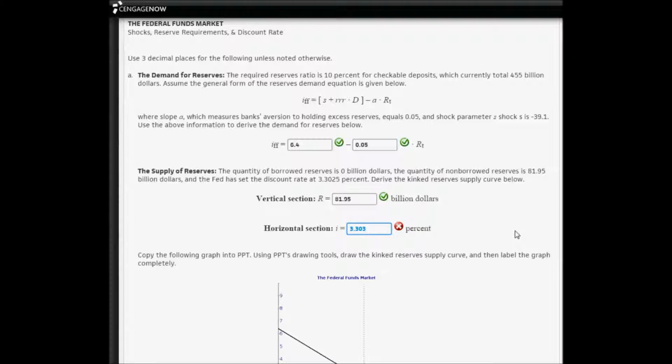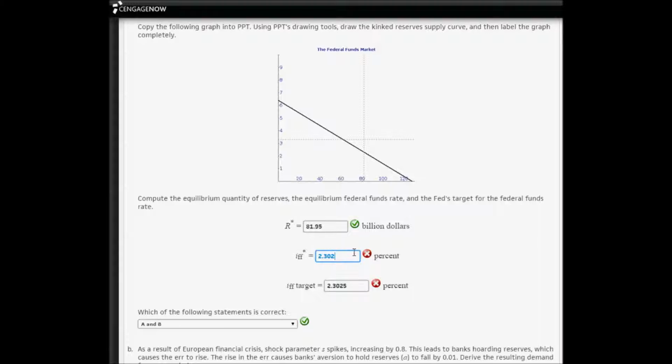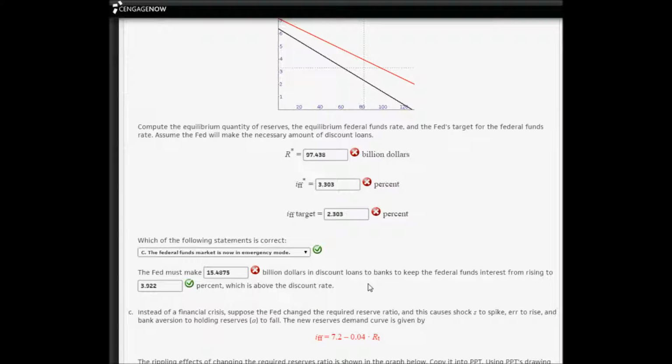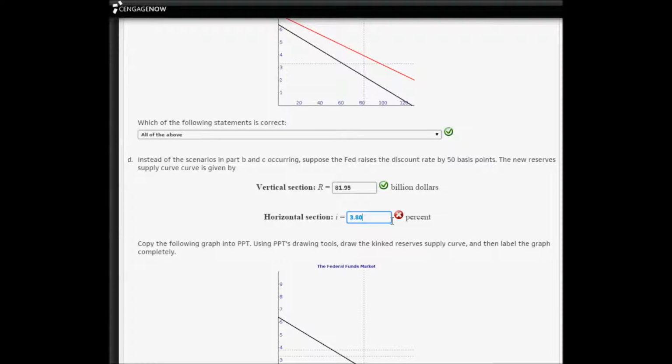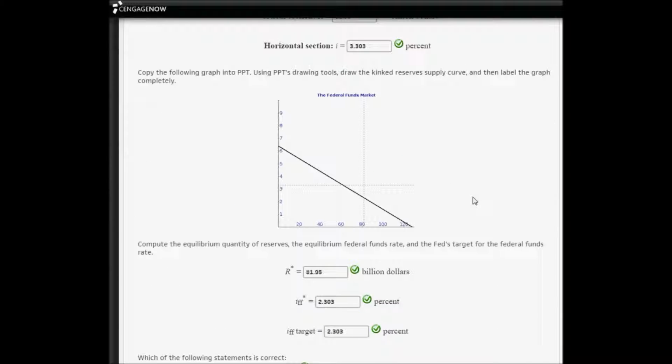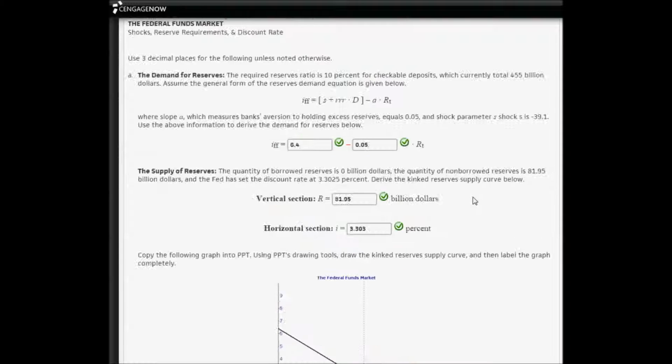So 3.03, 2.03, 2.03, 438, 3.03, 2.303, 488, 3.803. So I'm going to recheck my work, and it looks like I have everything correct now, but Part E.